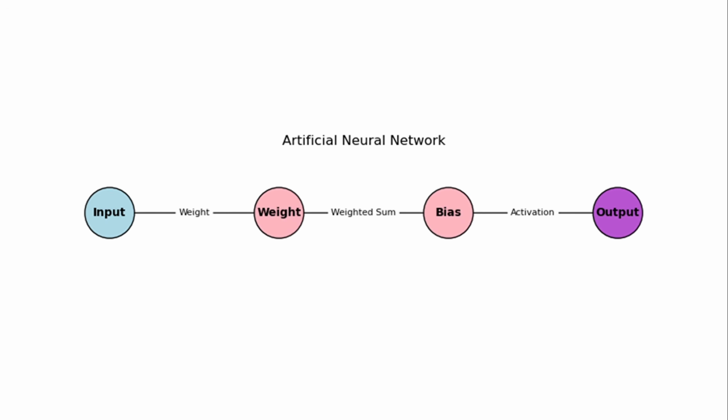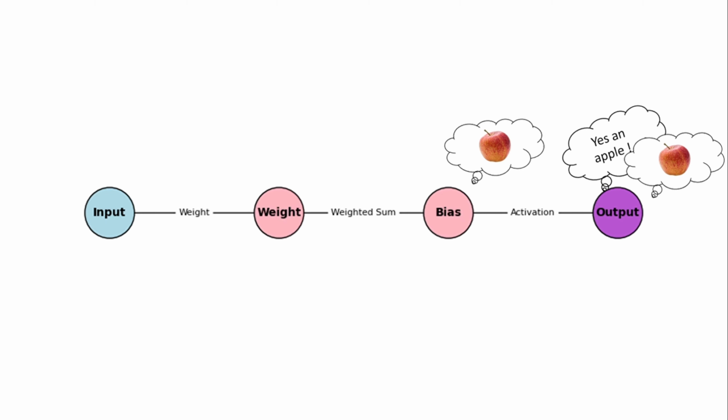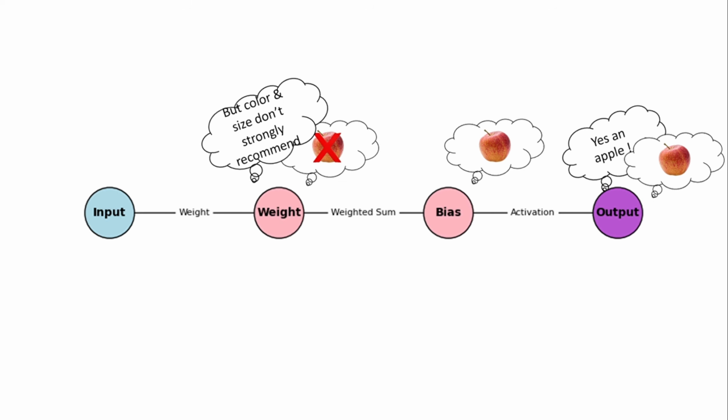Let's say the computer is trying to decide if a fruit is an apple or an orange. If the bias is set in a way that makes the computer lean towards thinking of an apple, it will be more likely to say yes, it's an apple, even if the color and size don't strongly suggest it. So in our apple and orange example, the bias works together with the weights. The weights tell the computer how important the color and size are, and the bias adds its own opinion. This helps the computer make the final decision about whether the fruit is an apple or an orange.